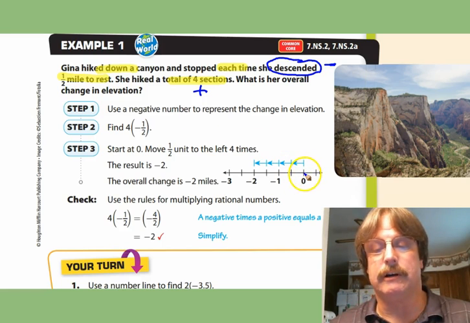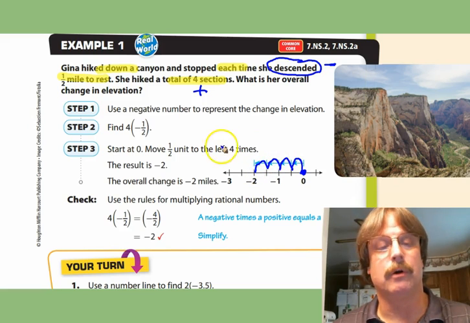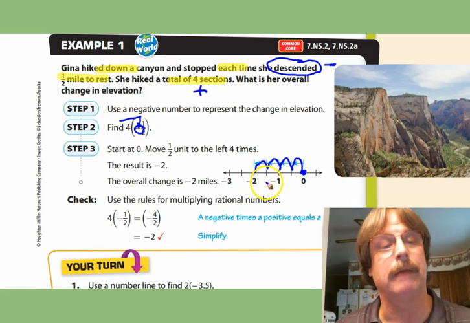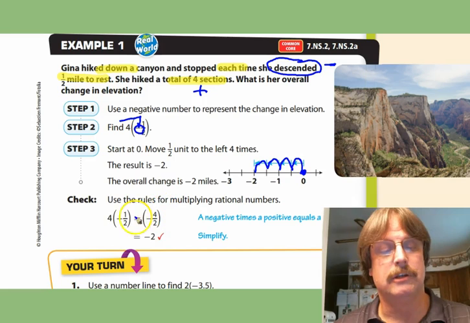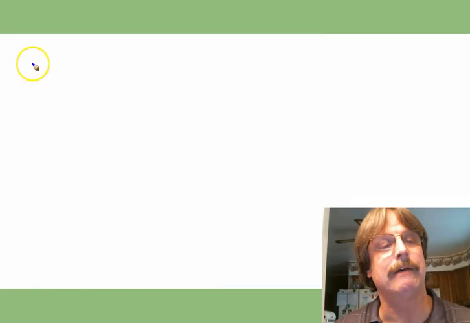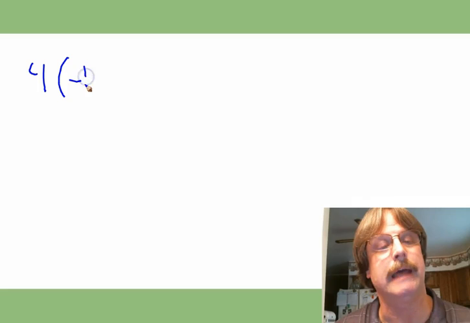So we start at 0, 1, 2, 3, 4. We're going down because it's a negative, so we go left on the number line, and it's in half mile increments. Here, there's a step that they really don't show you, and I'm going to show you how we're going to do that. But we have 4 times -1/2.